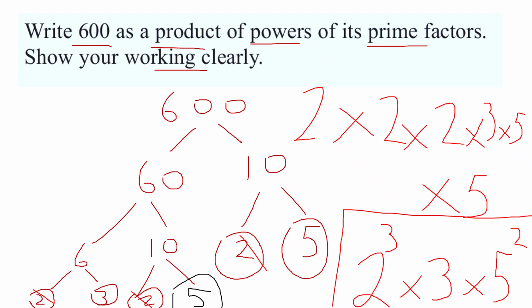So this is using the prime factor tree. There is actually one other method that I know, which I can do a separate video on, but this is the classic method to work it out. Hopefully it makes sense.